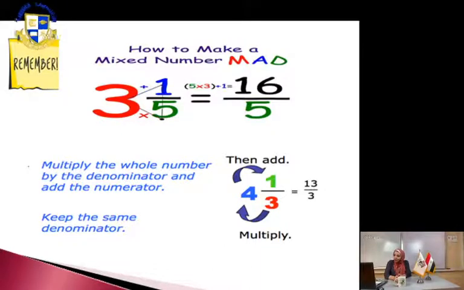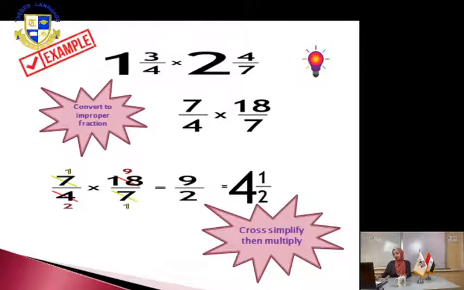Another example, we have 4 and 1/3. How can we do it? Multiply the whole number by the denominator. 4 times 3 will be 12. Then add 12 to the numerator. 12 plus 1 will be 13. And don't forget keeping the denominator as it is. Okay? Okay.